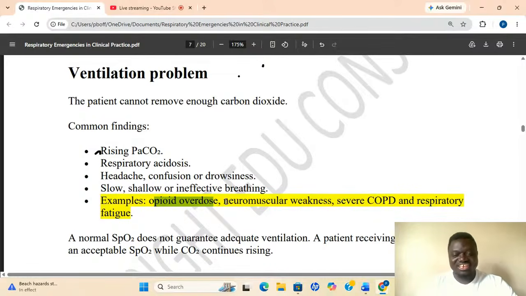Okay, yes. Somebody is having what? Neuromuscular weakness, all these neuromuscular issues. Somebody has been given neuromuscular blockade medication, vecuronium, atracurium, pancuronium. Okay, yes. So all these should tell you that you are going to retain CO2.